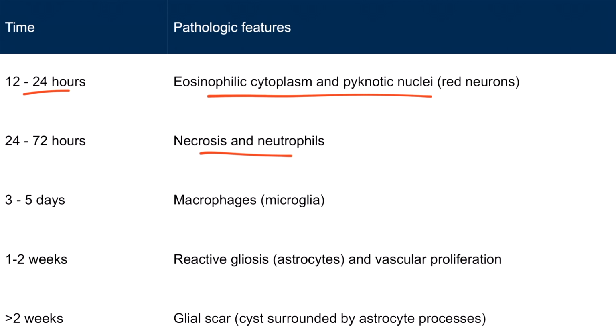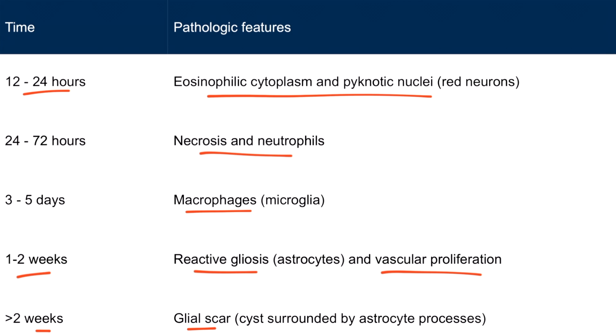Then macrophage infiltration occurs, as macrophages are responsible for phagocytosis, and these attempt to clean up the dead cells and tissue debris. After 1 to 2 weeks, a process known as reactive gliosis occurs, coupled with vascular proliferation. This process, while incompletely understood, has both beneficial and detrimental effects, including decreasing inflammation and restoration of the blood-brain barrier, but also the prevention of axon regeneration. After 2 weeks, this process results in the formation of a glial scar. This helps wall off and contain the necrotic tissue from healthy tissue.